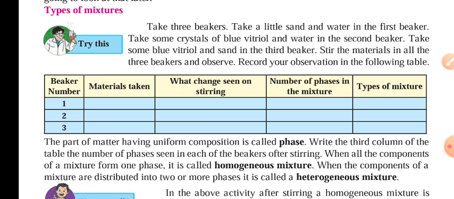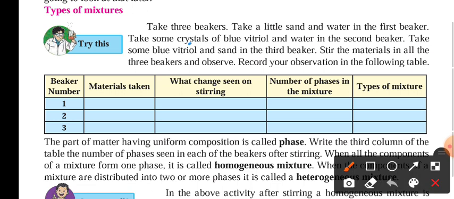So this kind of material or mixture is called a heterogeneous mixture. Here they have taken the example of the first beaker. Take some crystals of blue vitriol and water in the second beaker, sand and water in the first one, and blue vitriol and sand in the third beaker. When we talk about sand and water, it's not going to mix up, so this type of mixture will be a heterogeneous mixture.